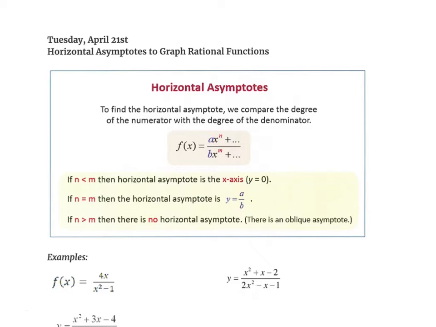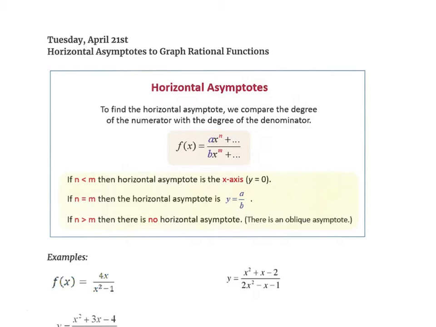What we're looking at are these three cases right here, which all pertain to the degree of the numerator and degree of the denominator. That's all we have to look at. Look at the degree of the numerator, degree of the denominator. Once you determine which of these three cases it is, you might have to use the leading coefficients also.